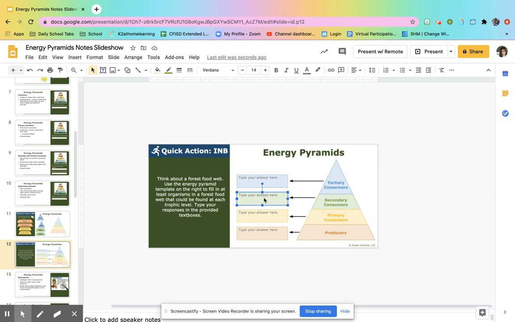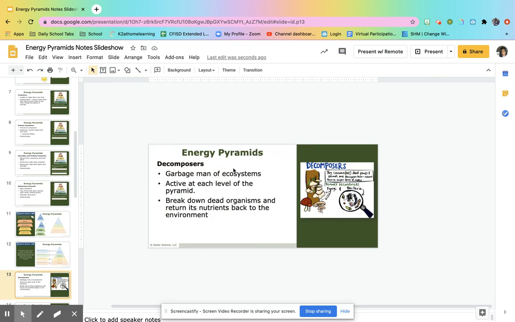And remember, you did this. It was a forest food web in your lab playlist. So with all of the cards, if you wanted to go back and look at those, or you can just use your own knowledge. All right, so now let's talk about decomposers.